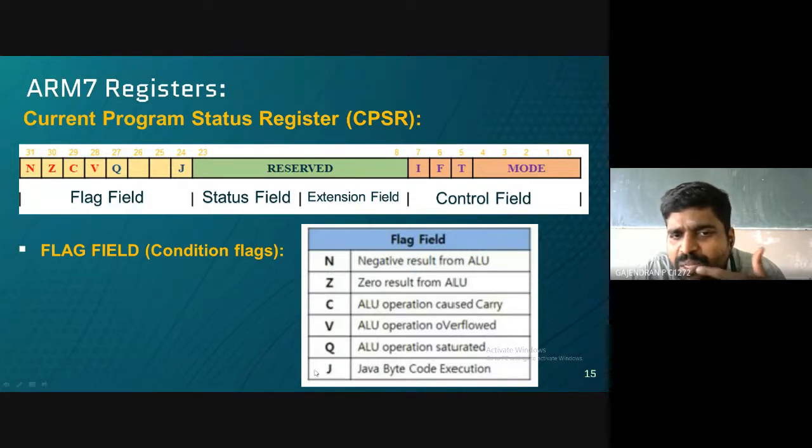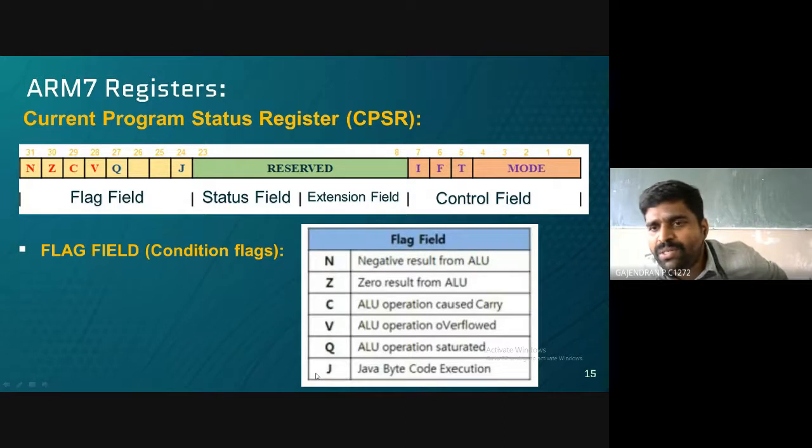Can anyone tell me what are the letters you already know? What are the letters you already know?